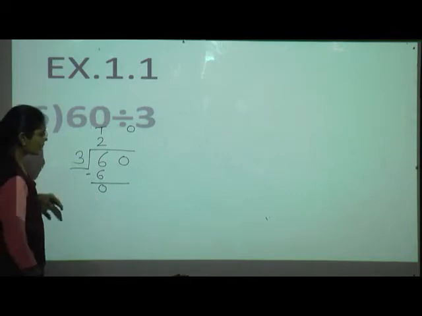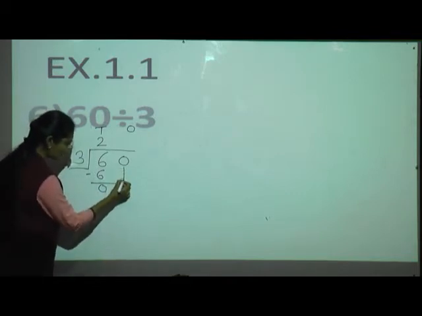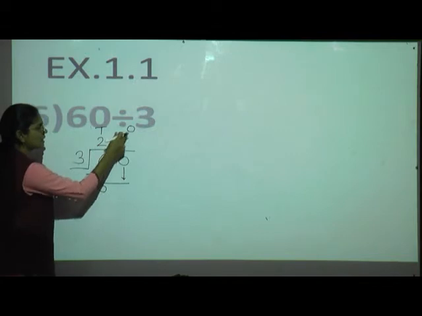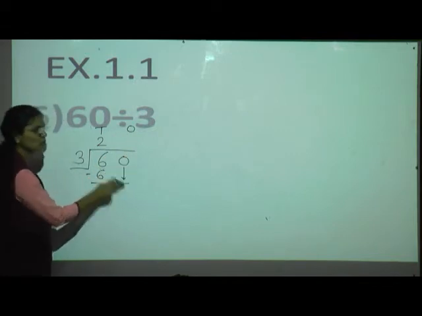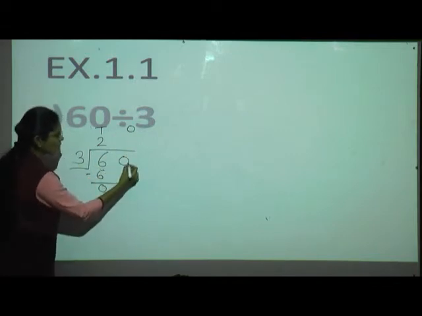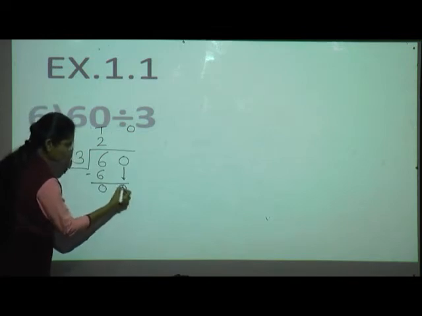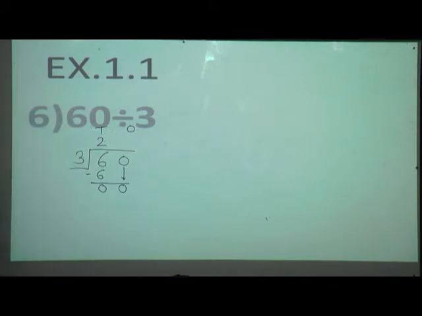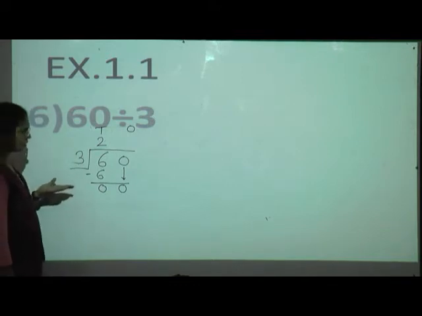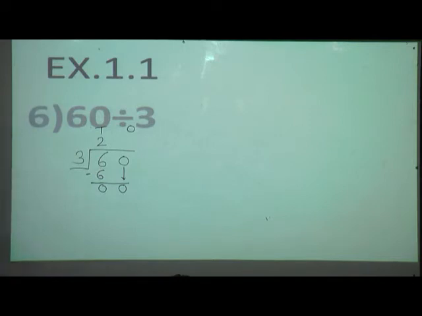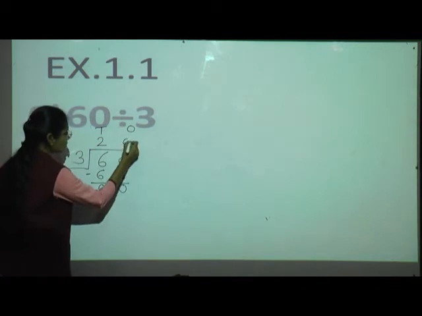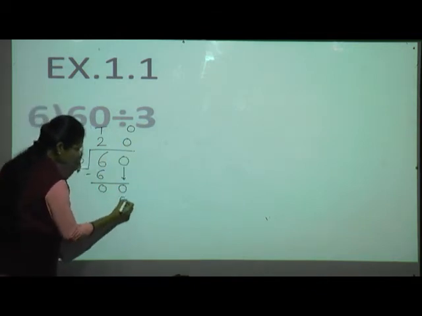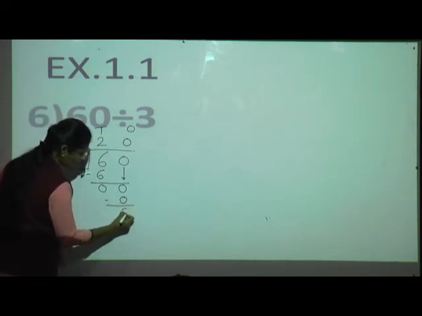Now in the second step, whatever number is in the ones place, we have to take it down. Here at the ones place 0 is there, so we take 0 down. Now in 0 how many 3s are there? 0 only. Why? Because there is one rule: if we multiply any number by 0, or divide 0 by any number, we get the answer 0 only. So here we will write 0 at the ones place. 3 into 0 is 0. Then we have to do the subtraction.